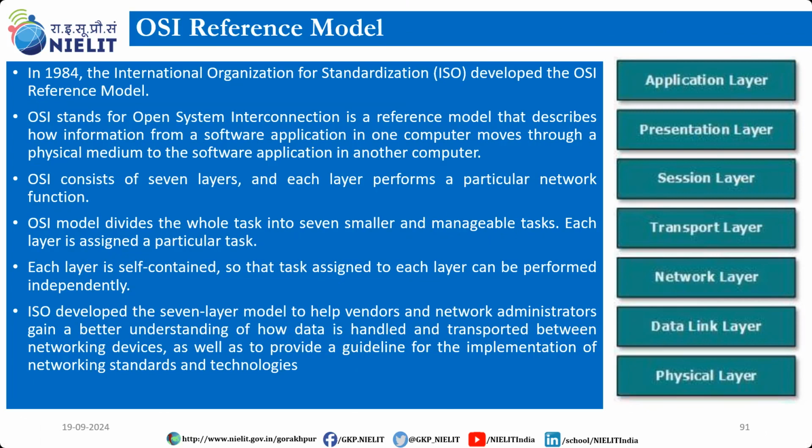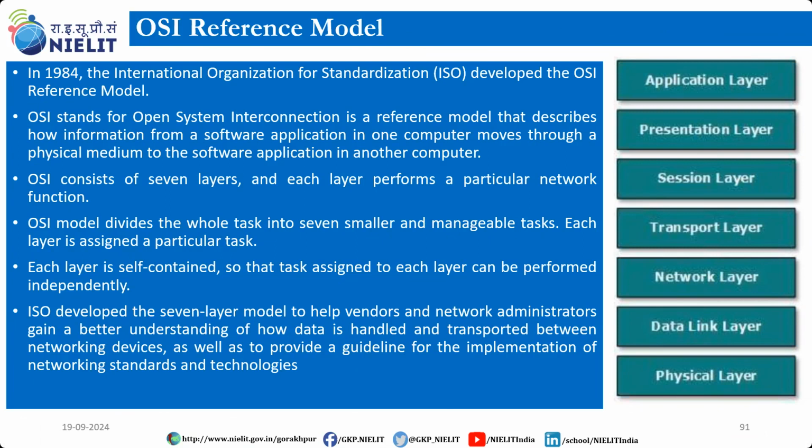OSI stands for Open System Interconnection. So why was this model treated as Open System Interconnection? Because this model was proposed for all vendors, all types of networking equipment. It was open for all types of networking equipment: equipment plus software plus hardware. OSI consists of 7 layers.